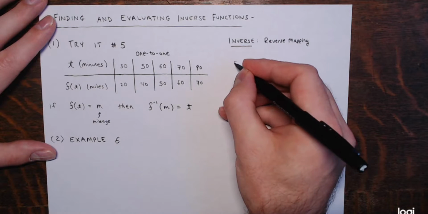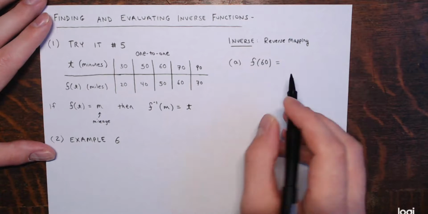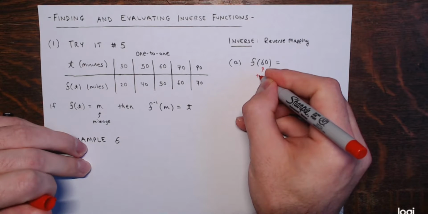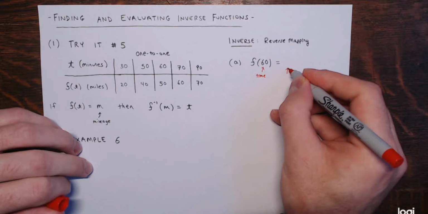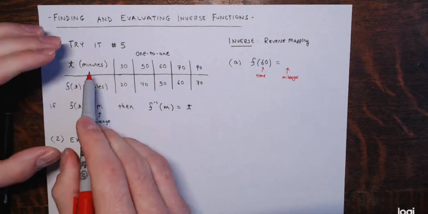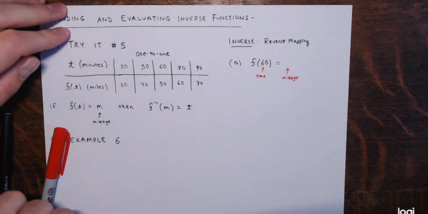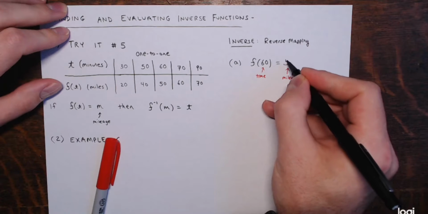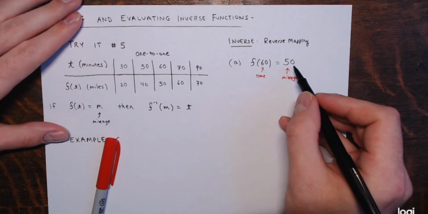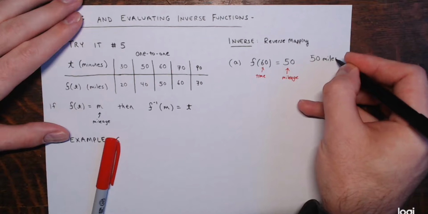So in part A, they asked us, what is f of 60? Because this is f, that means the input is a time in minutes, and the output needs to be a mileage. I look at my table here, input 60, and f of 60 is 50. Input 60, output 50. Now what does this mean? This means that maybe we traveled 50 miles in 60 minutes.